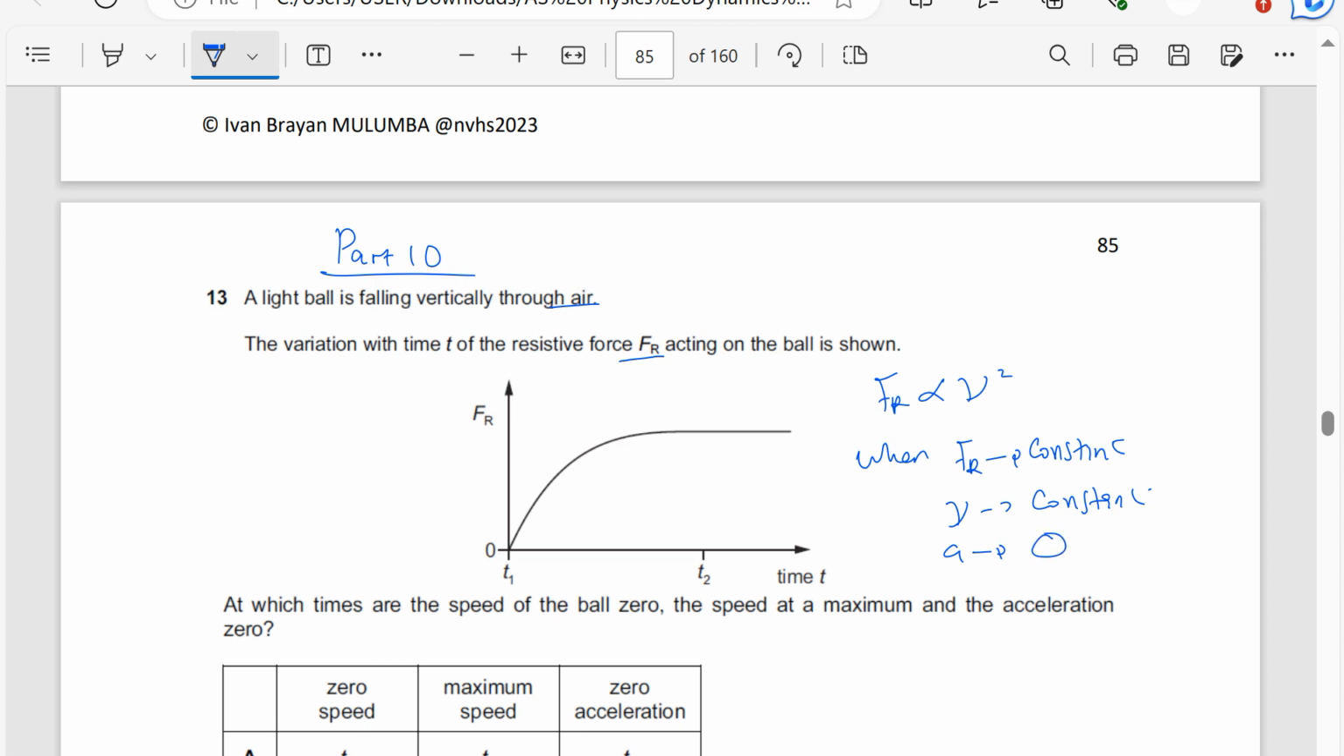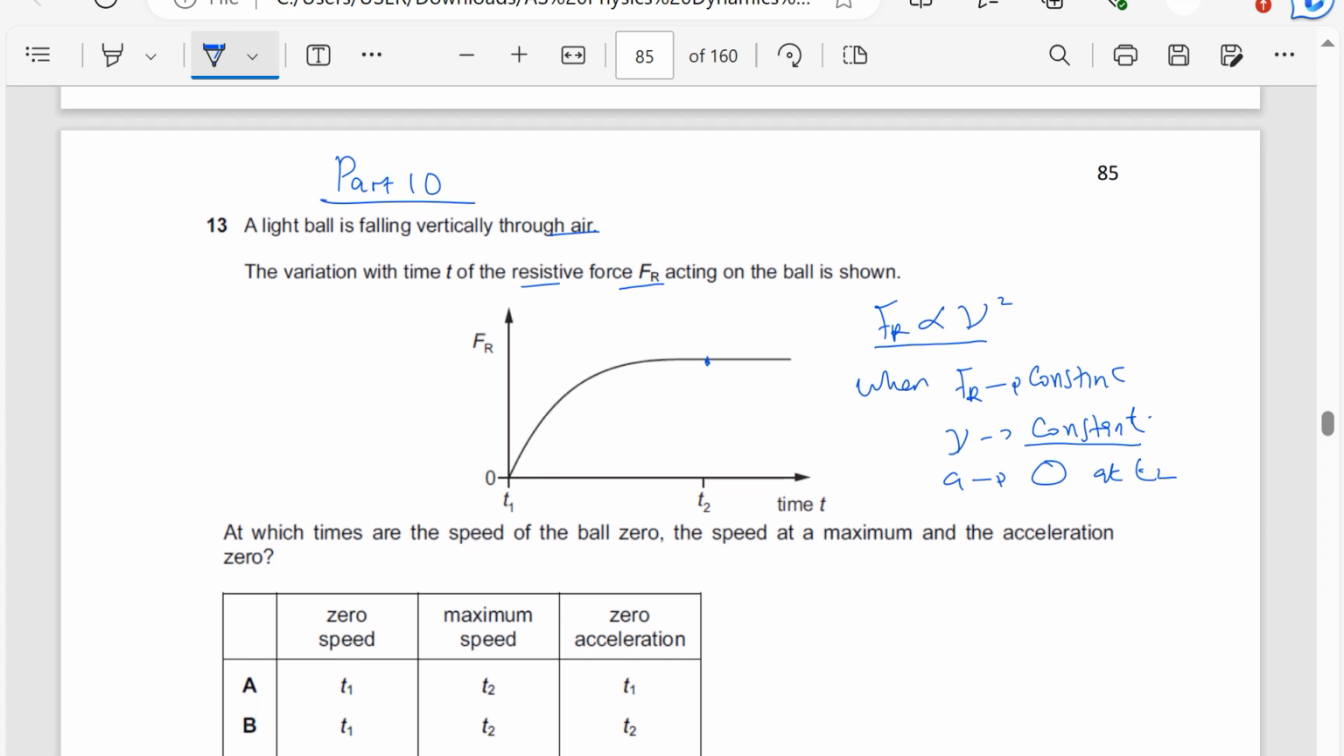So here, when the resistive force, not the resultant force, but the resistive force is constant, people may think acceleration cannot be 0 when the force is constant, but this is resistive force. When the resistive force is constant, it means the velocity is constant because the resistive force is directly proportional to the square of the speed. And if the speed is constant, there is no change in the velocity, so the acceleration is going to be 0, and that is at t2. So the acceleration is 0 at t2.